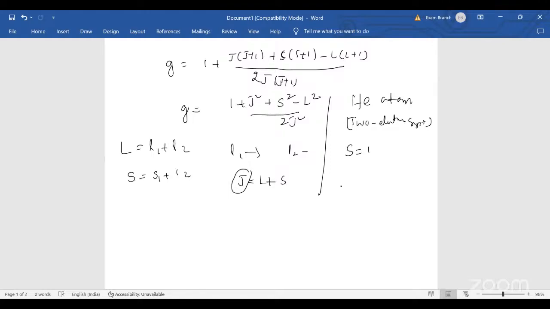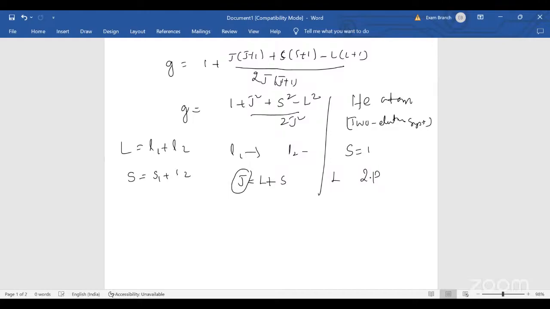And this is about the spin for a two-electron system. And if you take the orbital angular momentum, L, it is going to have what we call a 2p configuration.